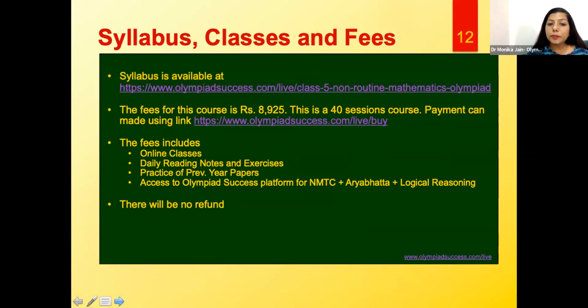Now, the fees for this particular course is 8,925 rupees only. This is going to be a 40-session course, and the fee includes online classes, daily reading notes and exercises, practice of previous year papers, and access to Olympiad Success platform for NMTC, Aryabhatta, and logical reasoning.